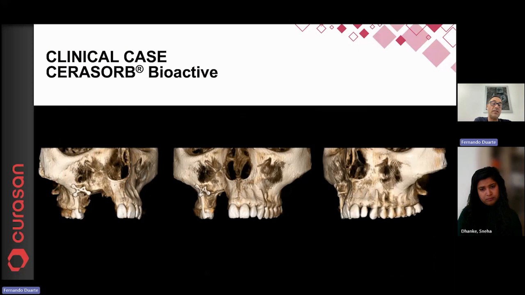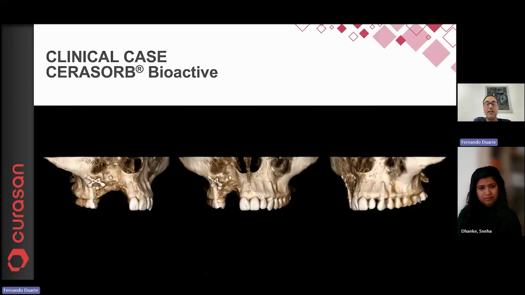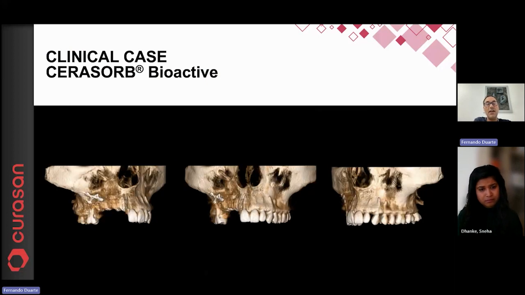Here is the initial situation. We start with this 3D. This is our original bone defect. After the first surgery, we managed to get maybe one third of our bone reconstruction. In the second intervention, as you can see here, and already with the implant placement, we managed to do two thirds of our bone reconstruction. In the first surgery, the bone graft was done with autologous bone from the chin and also bioactive. In the second surgery, we only used the bioactive to consolidate the bone.